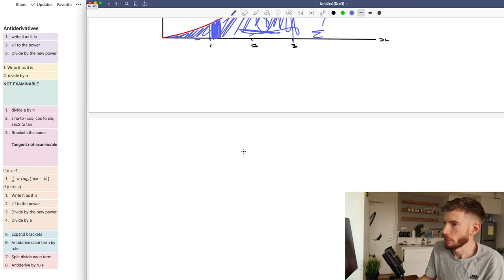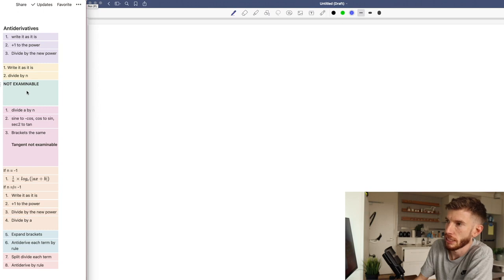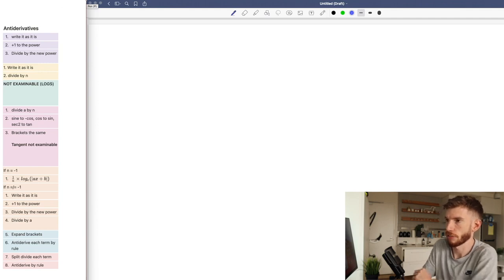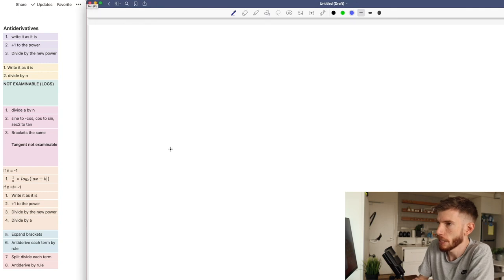And so if we come into the rules, you can see I've got on the side here from some notes the different methods that I use for anti-deriving different rule types. I will point out this one here is for logs. So we don't have to worry, at least in VCE methods, about anti-deriving log functions unless you're doing things by recognition.